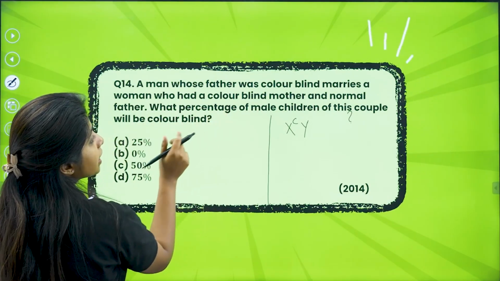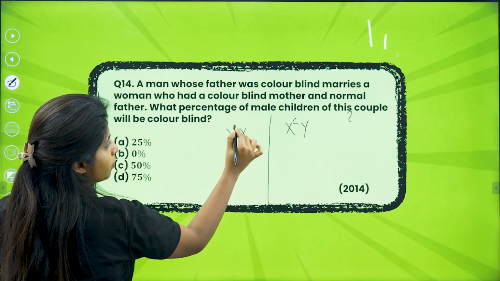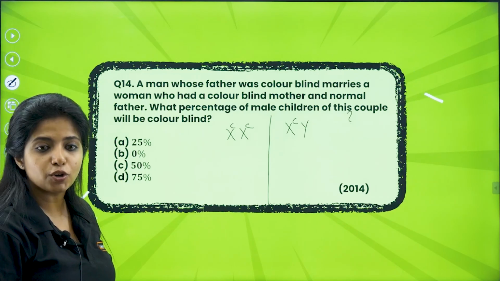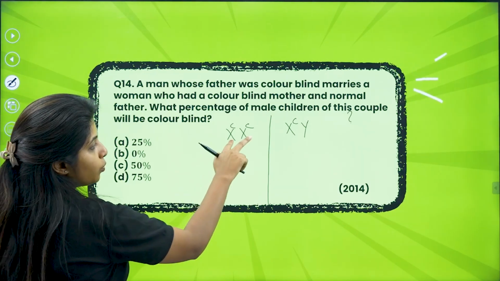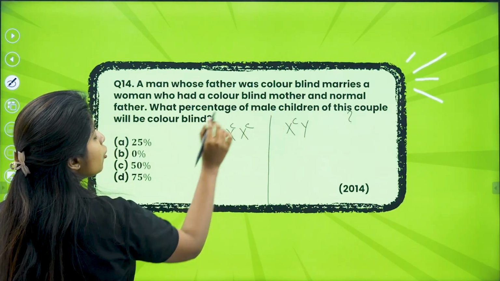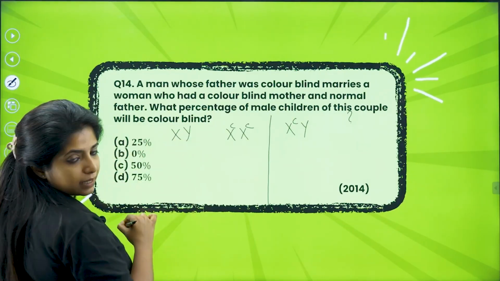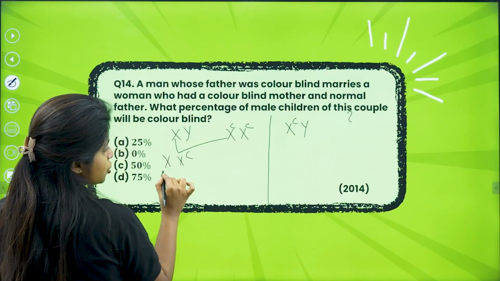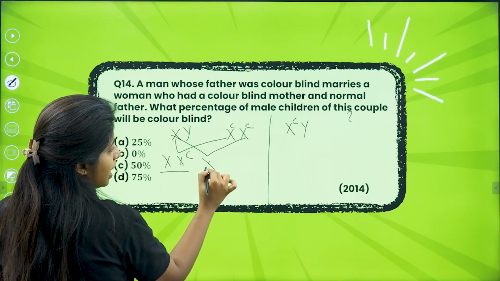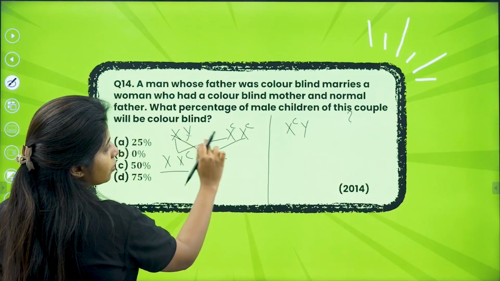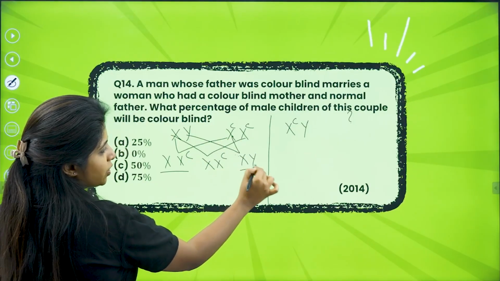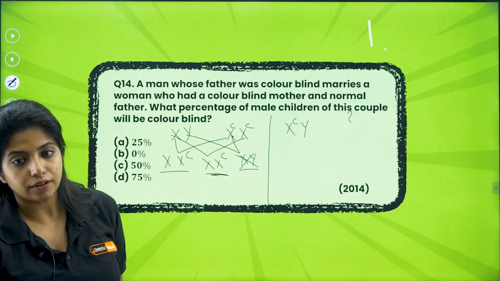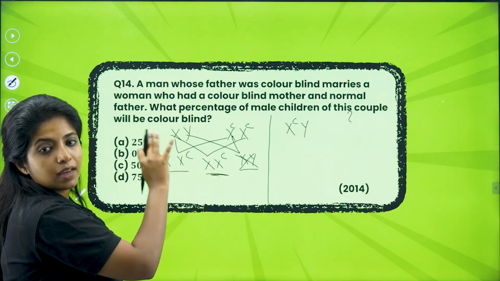A woman who had a colorblind mother means both the X chromosomes should be like this, because colorblindness is an X-linked recessive disorder. And a normal father should be like this. Now, when I cross this and this, I get her to be a carrier. When I cross this with this, again I get her to be a carrier. I do not need the boys as of now, I'm talking about the mother. So the mother, either way, would definitely be a carrier. Whatever daughters are born, all of them are carriers.